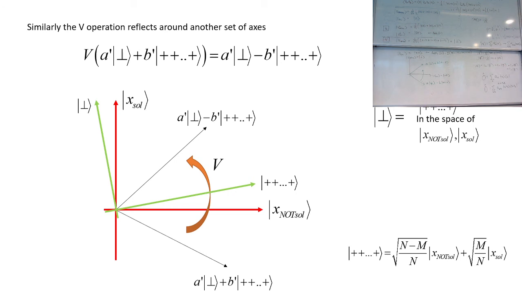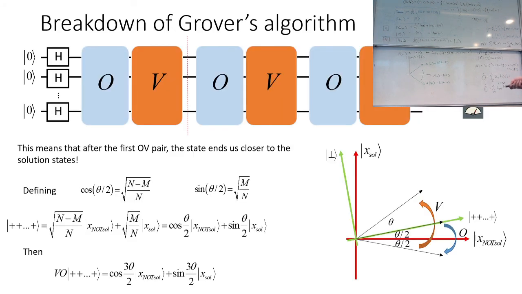I see it. During this operation it rotates this vector bit by bit, and it gets closer and closer to the solution. Got it. Yeah, so it's like this double reflection.